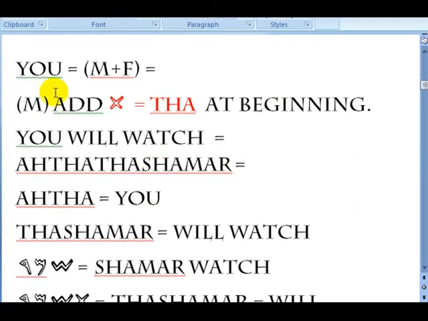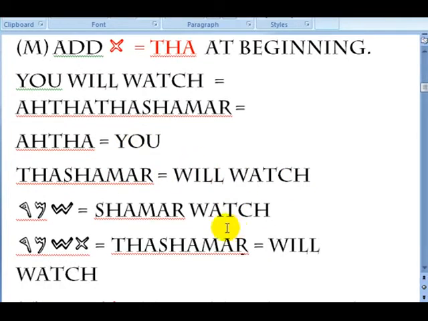The next one is you, male plus female. For the male, you add a tha at the beginning of the word. That's how you would make it future tense, and how you would distinguish that it's dealing with a male. Okay, it says you will watch. Atha, tha shamar. Atha is you, tha shamar will watch. You will watch. Once again, shamar is watch.